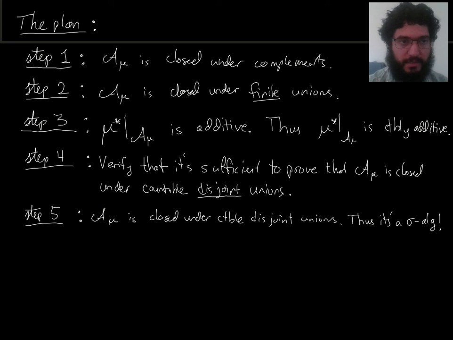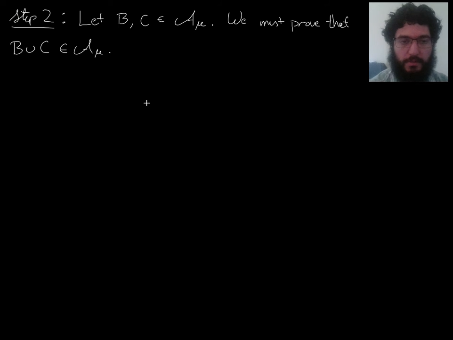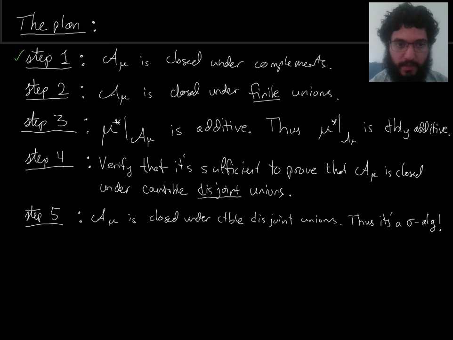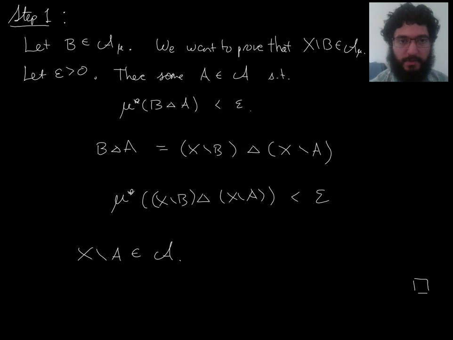Now, step 1 is done, and we continue executing our plan. We're now on step 2. So let's assume that B and C are mu measurable, and then our goal is to prove that their union is mu measurable. Then by induction, we will have proven that A mu is closed under finite unions. And with steps 1 and 2 in hand, we will finally know that A mu is an algebra of sets.